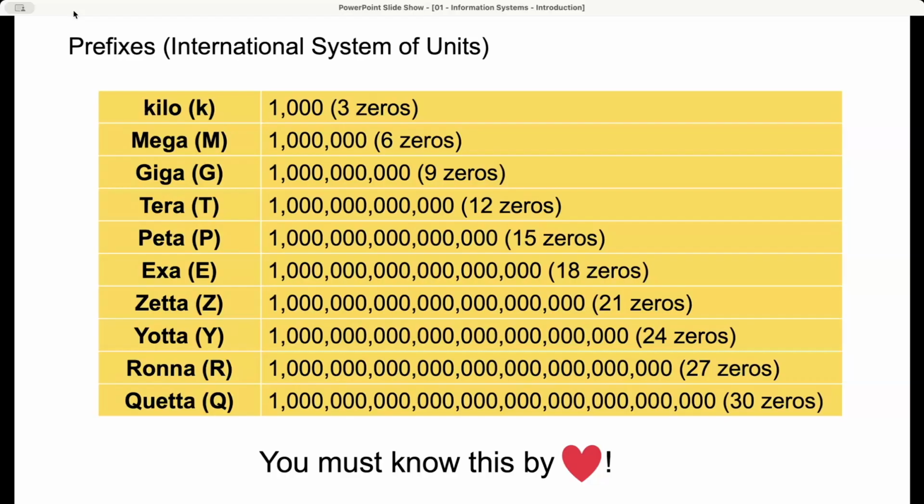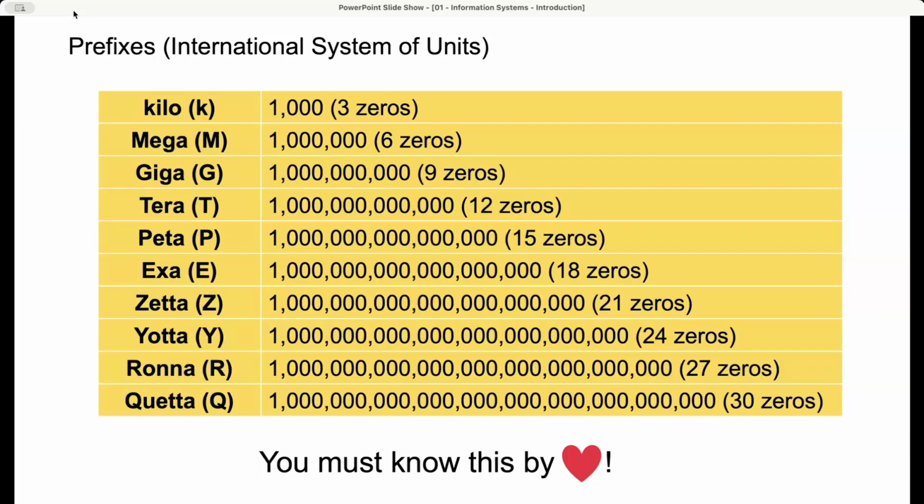I think their main use case was to express the mass of Jupiter, which had too many zeros. And so now with this, we can express the mass of Jupiter. Okay.